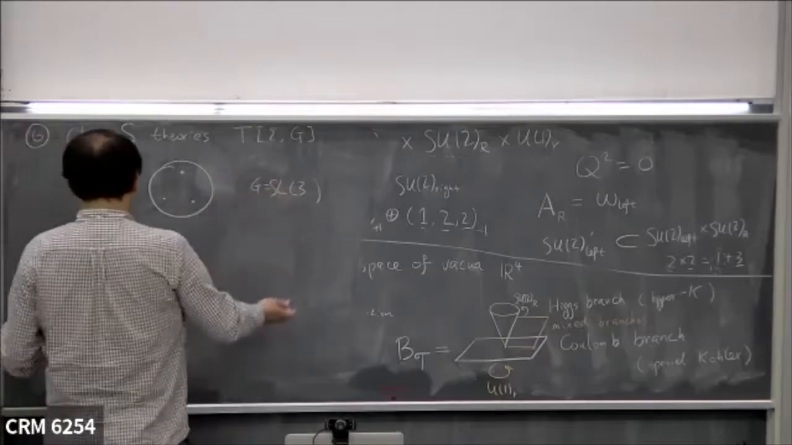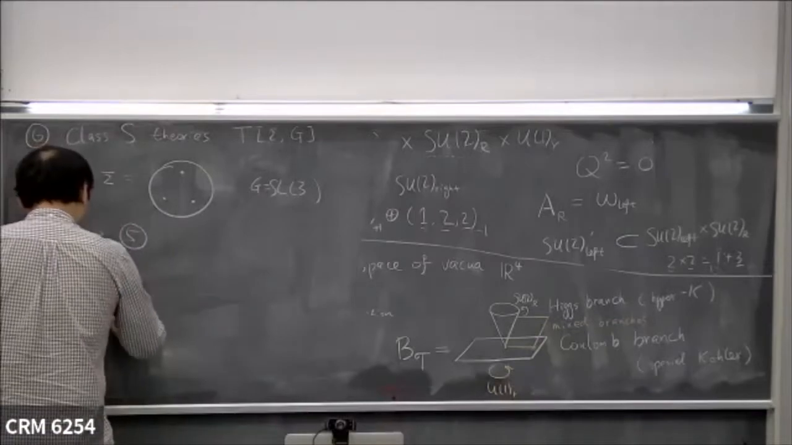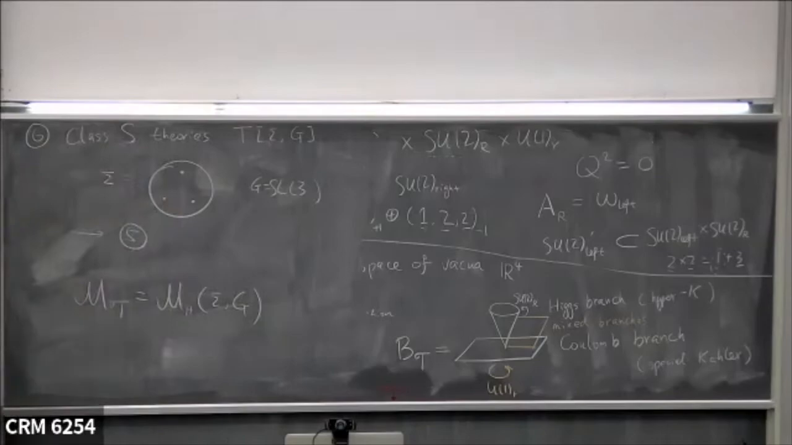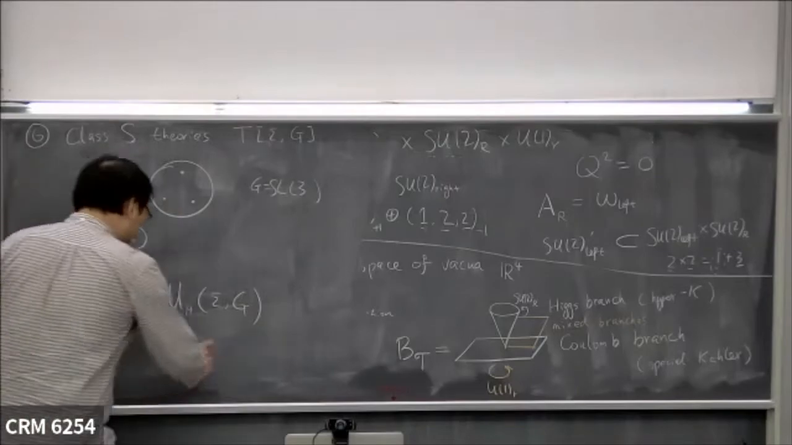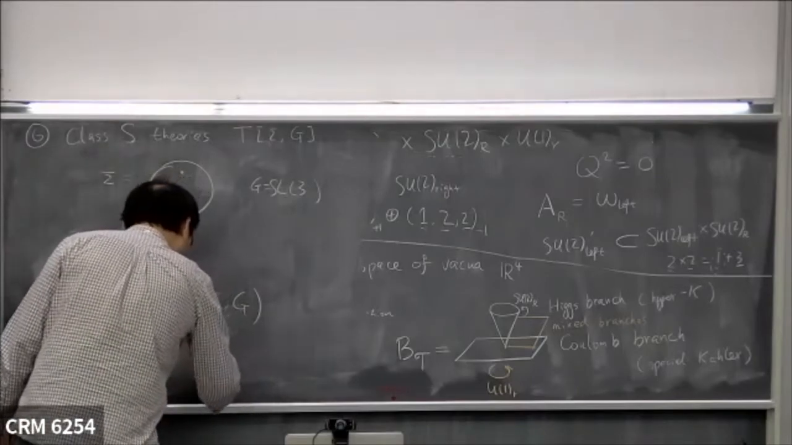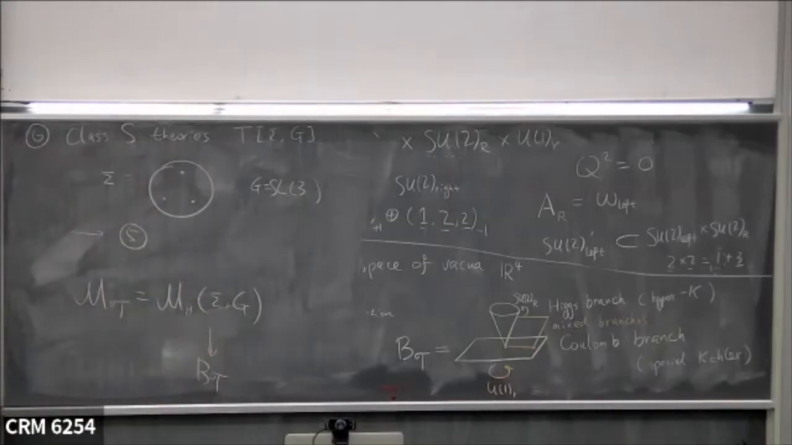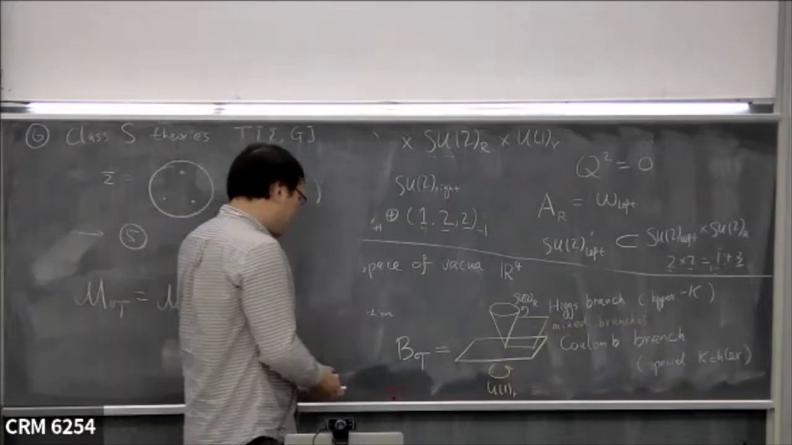For a general class S theory, the Coulomb branch will just be the moduli space of Higgs bundles. And then you know the rest. It has a Hitchin fibration. And the fibers are indeed special Lagrangian tori.